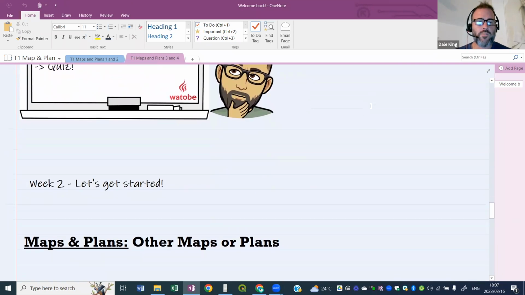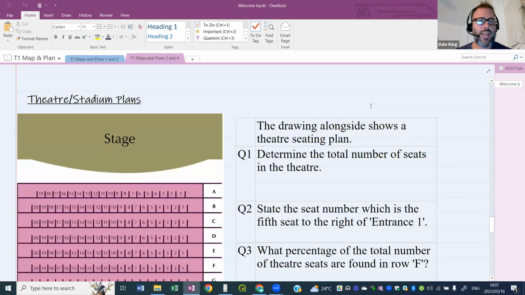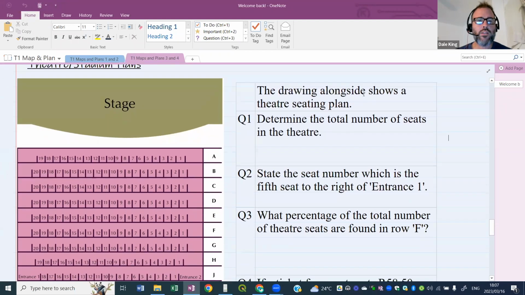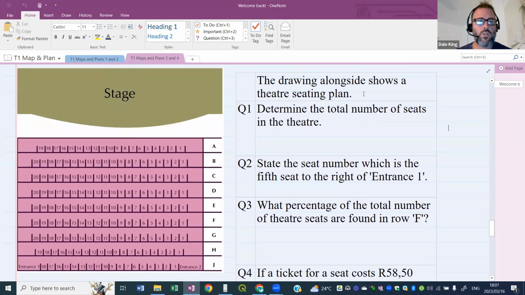Let's get started. Other maps or plans. So we've got a plan here. They often put this in the exam, a theater plan or a stadium plan, and then they ask you questions about it. If we have a look at this image, there's the whole image on your screen. We see a whole lot of little blocks, and a big stage in the front. So this must be a theater, okay?